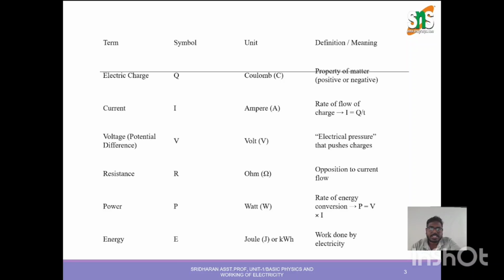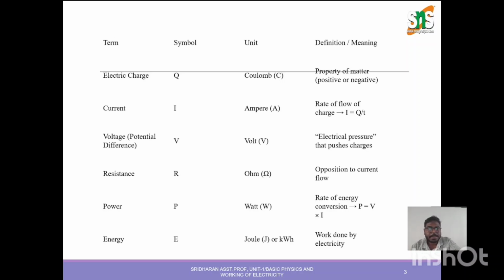These are the general symbols that are predominantly used in electrotherapy. Symbol Q denotes the electric charge, whose SI unit is coulomb. Second, the symbol I denotes the current, where the SI unit for current is ampere, A. And symbol V denotes the voltage, where the SI unit of voltage is volt. And symbol R represents the resistance. The SI unit for resistance is ohm.